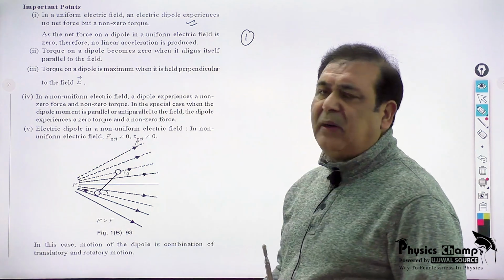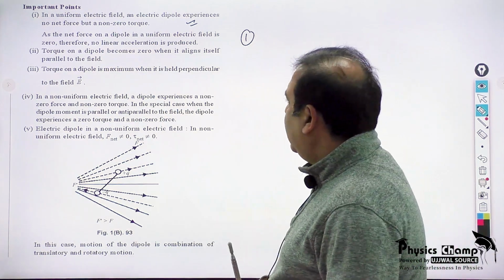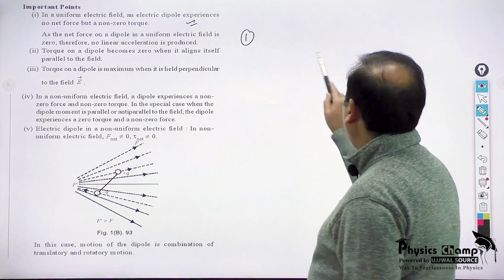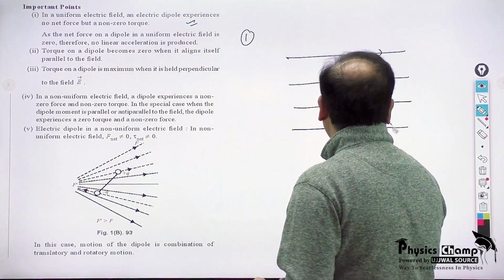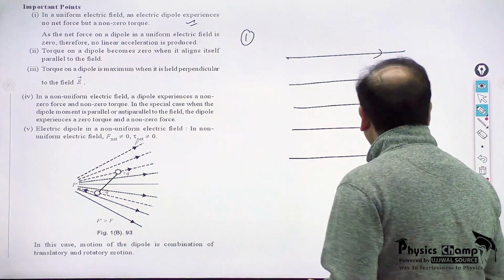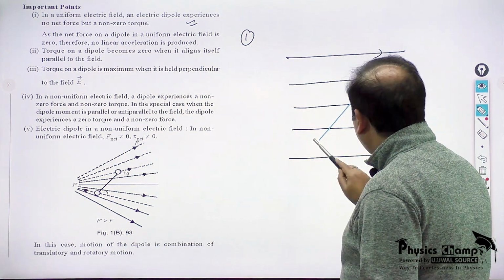Net force, but experience a torque. How? Just imagine you have a uniform electric field, and in this uniform electric field you are putting a dipole here, plus Q and minus Q.